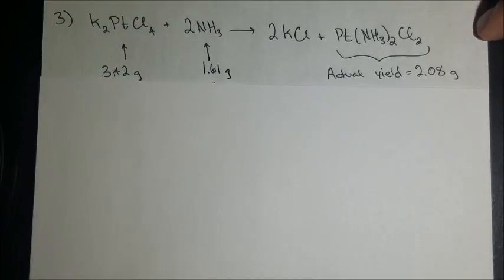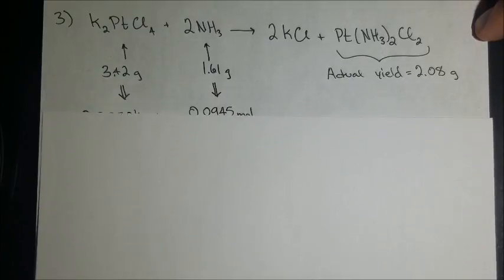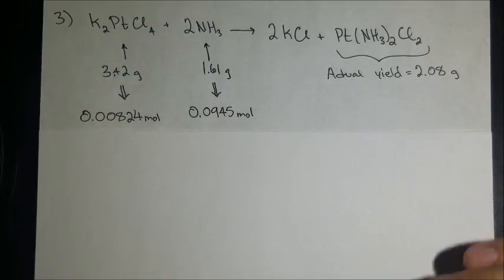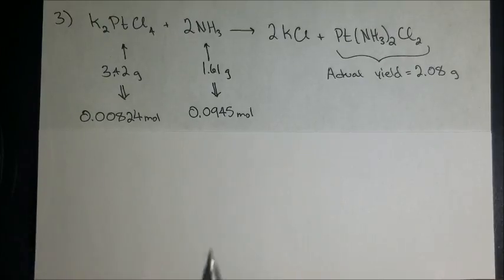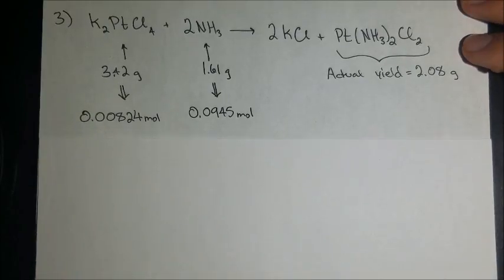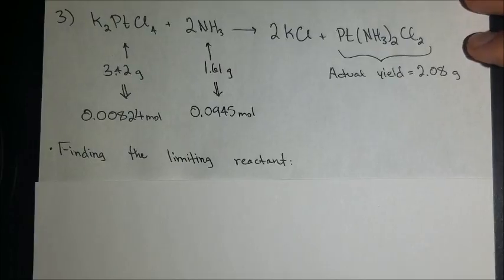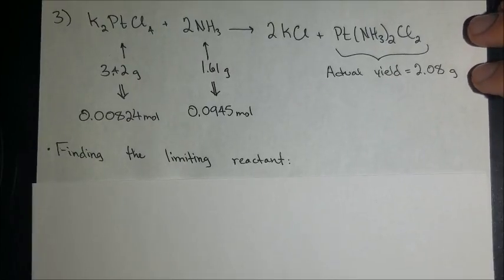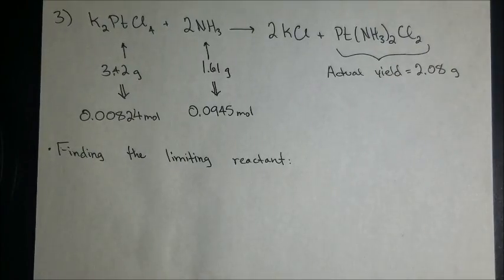So I went ahead and calculated the number of moles for each of the reactants so that we can then quickly proceed to finding what the limiting reactant is. So that's going to be our first step. It's always the first step for a problem like this because we need to figure out how much product we make, and that's determined by which of the reactants we run out of first. So that's the reactant that's going to limit the reaction. So let's go ahead and do that.